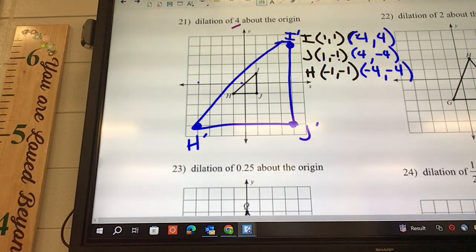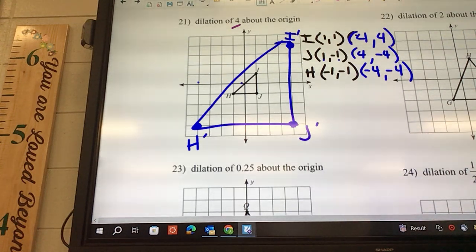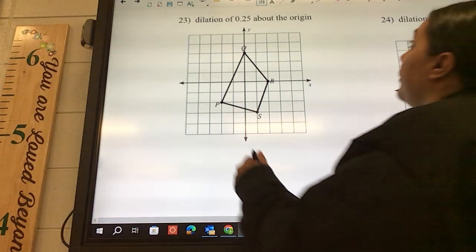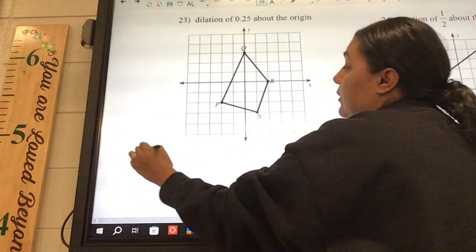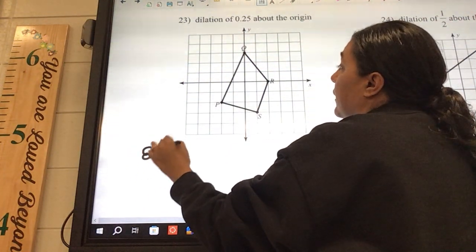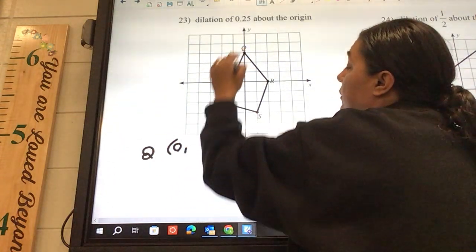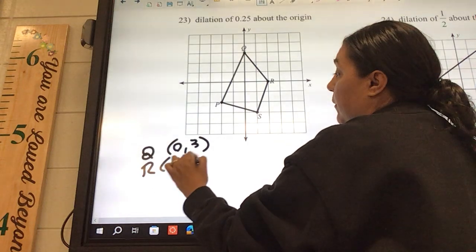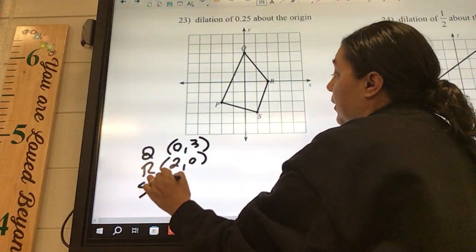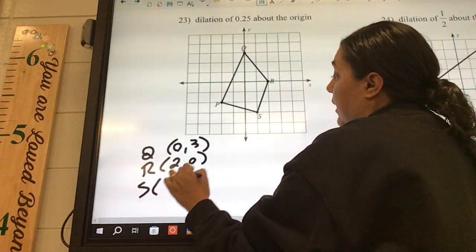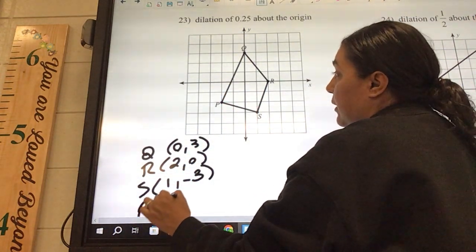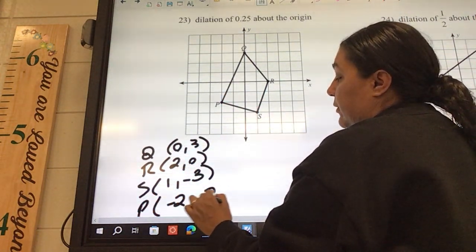Okay, and then last one is a 0.25. So this is going to be a reduction. It's less than 1. It's going to be a reduction. So we're still going to go through and find all our coordinates. So Q is going to be 0, 3. R is going to be 2, 0. S is going to be 1, negative 3. And P is going to be negative 2, negative 2.